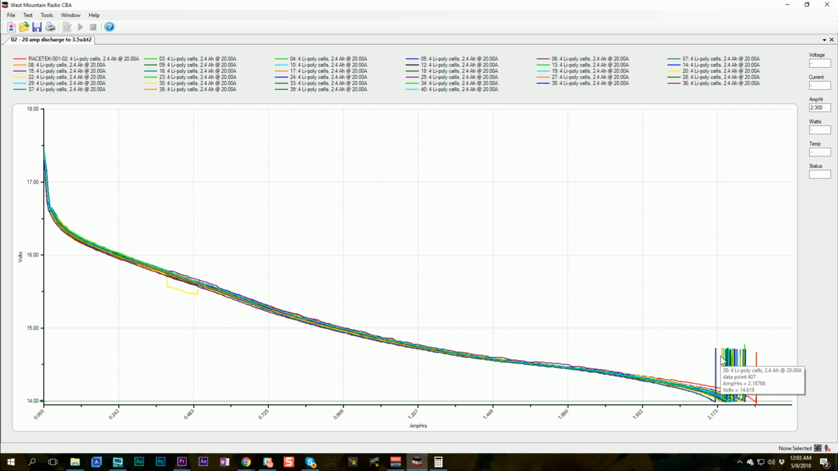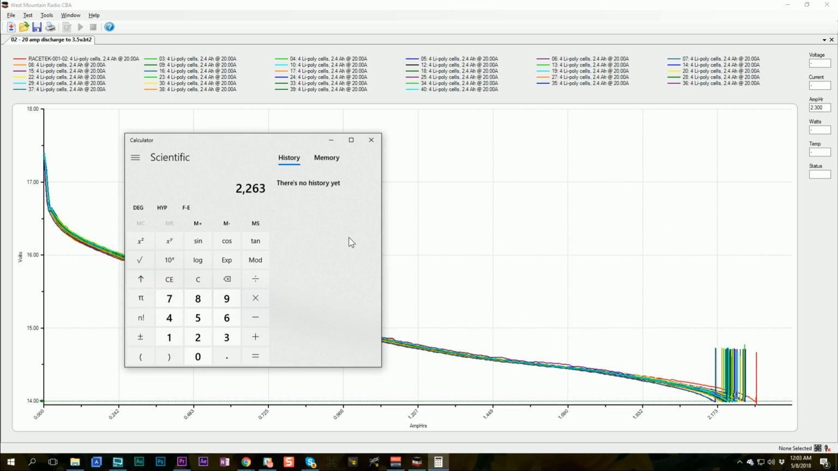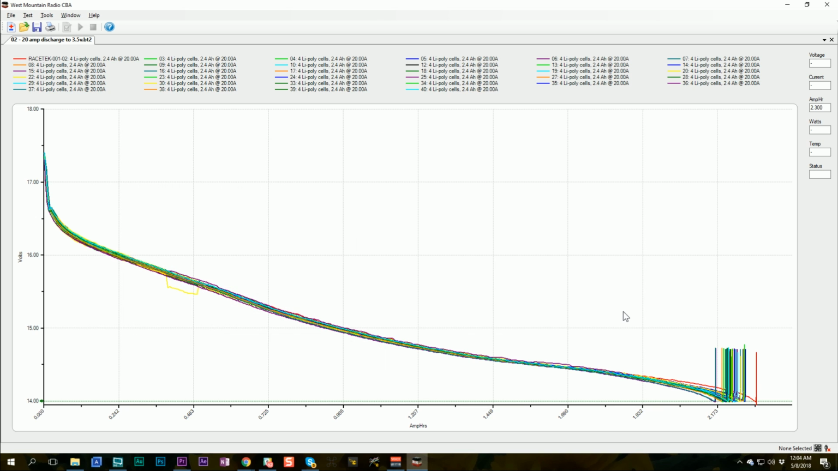Let's take this cluster in the middle. We'll throw out the lowest and the highest. Number 38 was 2187. 2263 plus 2187 divided by 2, we got an average of 2225 milliamp hours over 40 discharge cycles, and if we take that out of 2400 milliamp hours, that is 92% of the pack's rated capacity. So what we can see here is that I think there was definitely some degradation in pack performance.